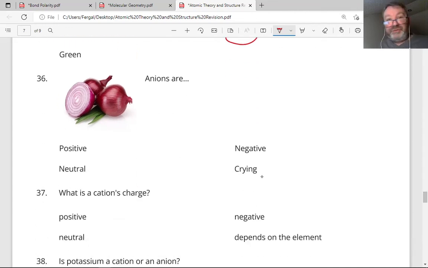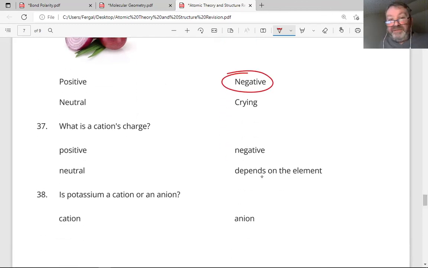Anions are, now we studied these, we did all the chemical reactions: chlorides, sulfates, sulfides, carbonates, hydrogen carbonates, nitrates and phosphates. If you noticed, they were all negatively charged. They're all anions. So anions are negative. What's a cation's charge? Well, if an anion is negative, a cation must be positive.